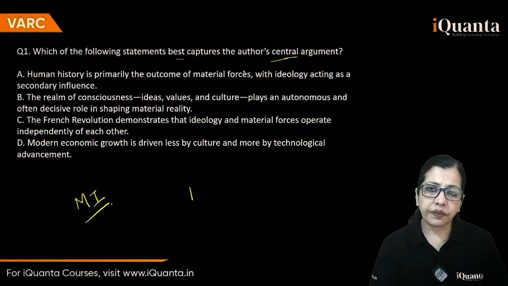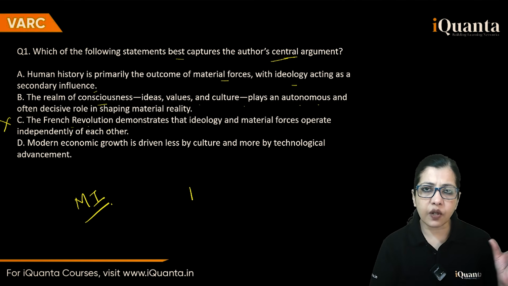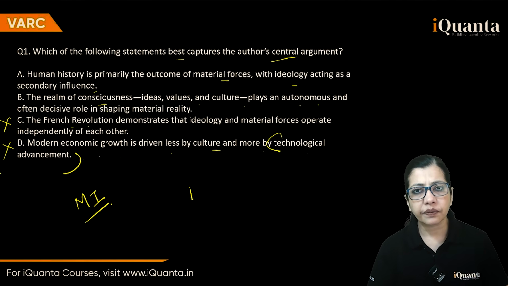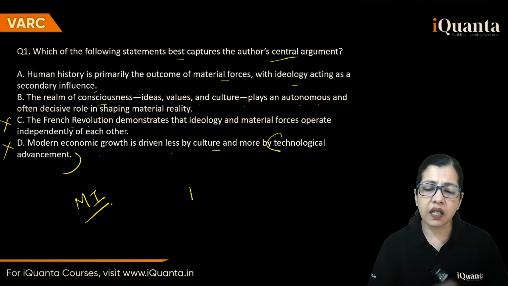Author's central argument, number 1. Human history is primarily the outcome of material forces with ideology acting as a secondary influence. The realm of consciousness, ideas, values plays an autonomous and often decisive role. French Revolution, first elimination. This is what we call narrow. It's connected to just one para, one point is there. Modern economic growth is driven less by culture and more by technological advancement. This is out of scope, so this is eliminated. Done. This is how I make my work easy. So I'm left with A and B.